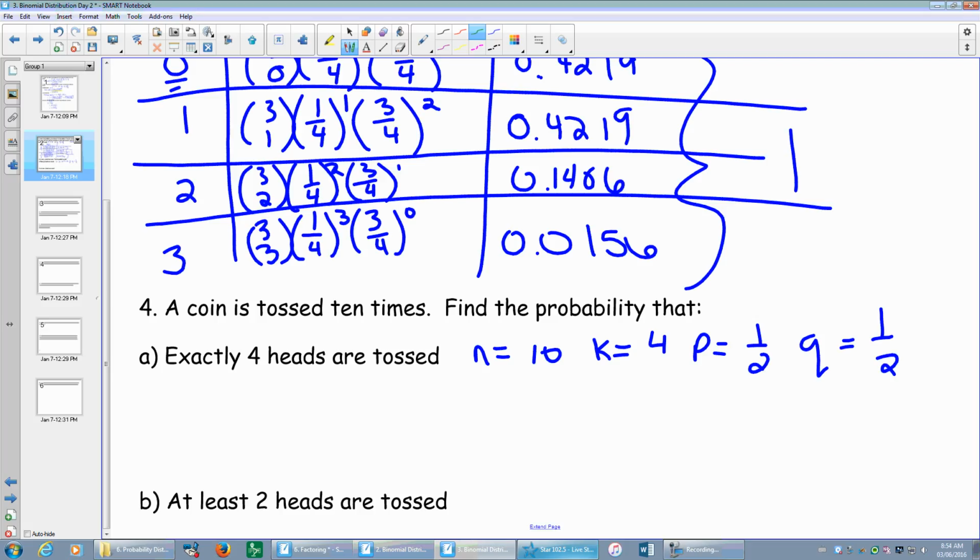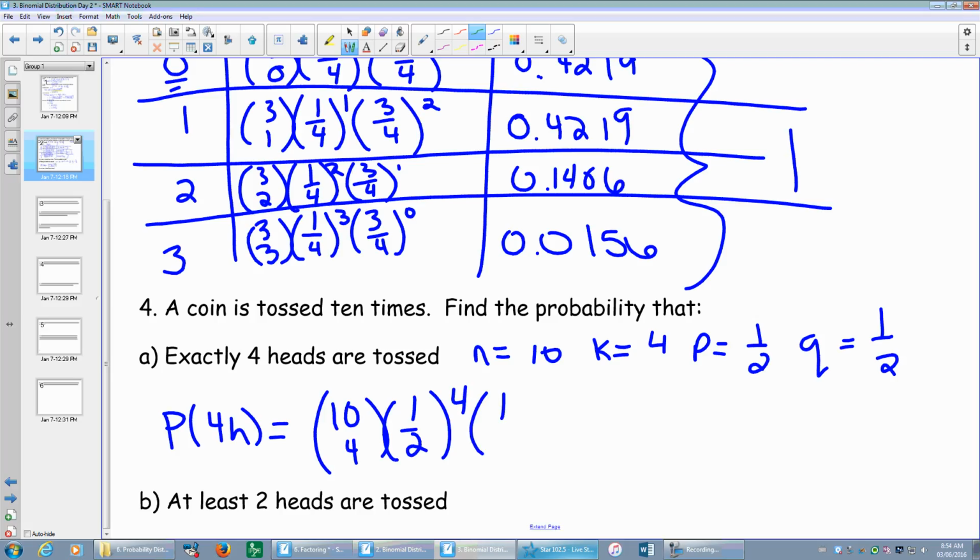Spencer, can you plug that into a formula for me, please? So the probability of 4 heads gives you 10 choose 4. Good. Very good. Excellent. When you put that into your calculator, Scott, what do you get? Excellent.